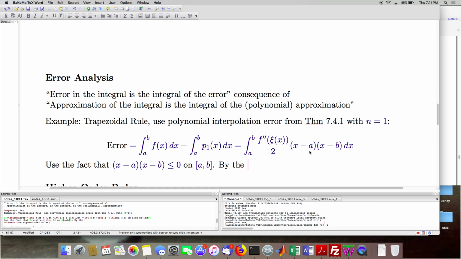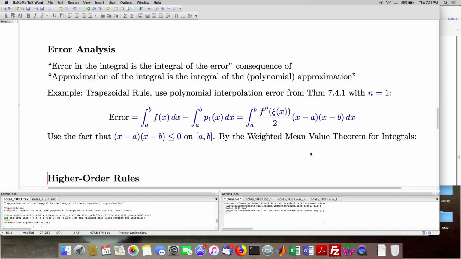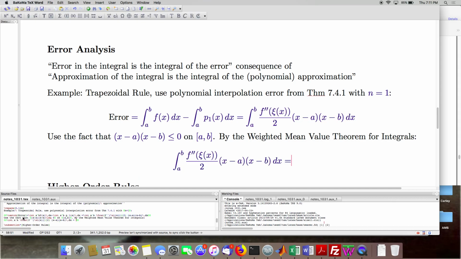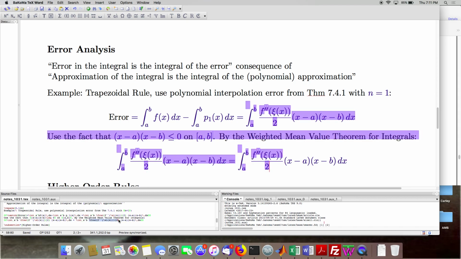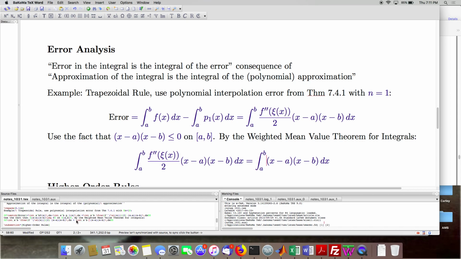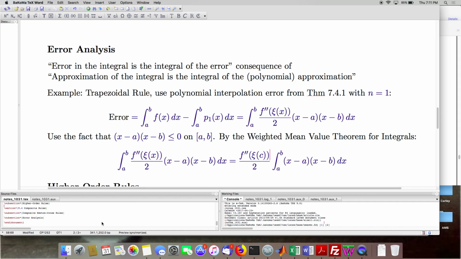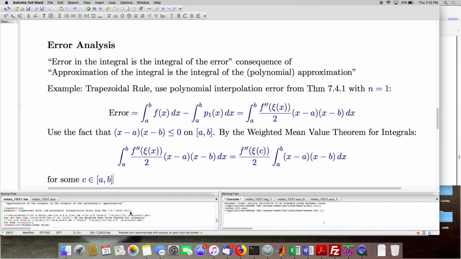The weighted mean value theorem for integrals, we have the following, that this integral, copy and paste it down there, is exactly equal to, so I can take this part involving a second derivative and essentially pull it out, for some c in the interval AB.